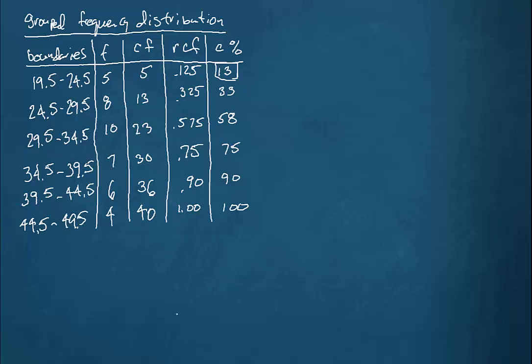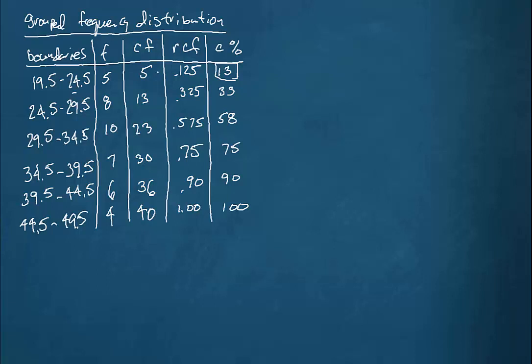Let's suppose that we have a grouped frequency distribution as laid out here that has boundaries from 19.5 to 24.5, 24.5 to 29.5, so obviously width of 5, on down to 44.5 to 49.5, so that's 1, 2, 3, 4, 5, 6 classes. And the frequencies of these classes are 5, 8, 10, 7, 6, and 4.